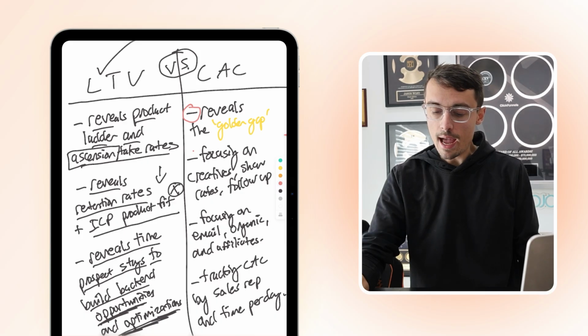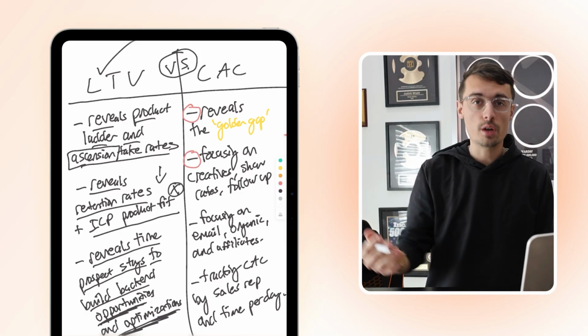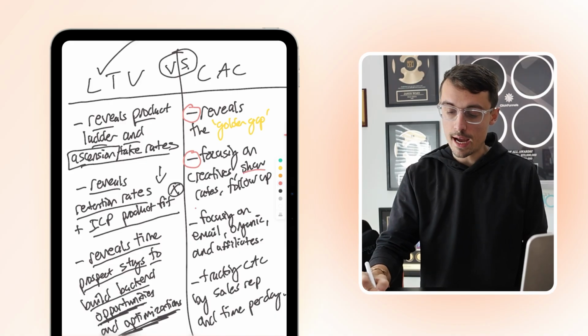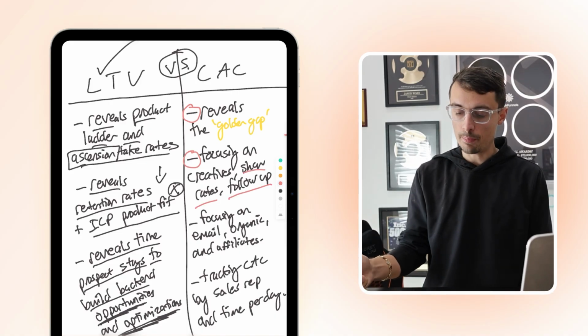Okay. And when we have CAC, we're also focusing on creatives, right? We're doing that 10 to 20 creatives a week. We're looking at show rates, how to increase those. We're looking at our follow-up systems to see how we can squeeze more money out of the pipeline.